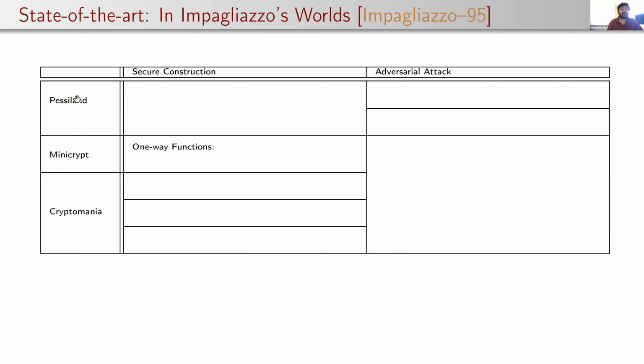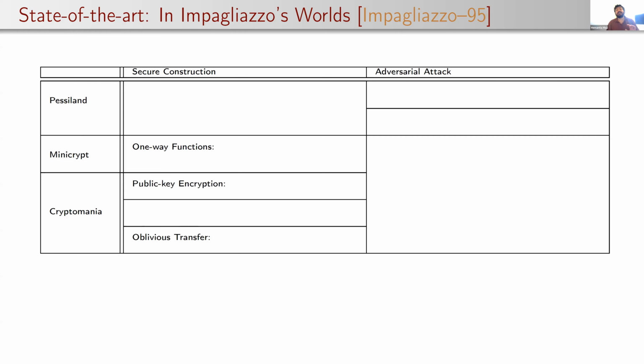Pessiland is a world in which even one-way functions do not exist. And Cryptomania is a world in which more sophisticated cryptographic primitives like public key encryption and oblivious transfer exist. One way to abstract these worlds is to think of Pessiland as somewhere where cryptography is not possible, Minicrypt where fast cryptography is possible, and Cryptomania as some place where sophisticated yet slow cryptographic primitives are achievable.